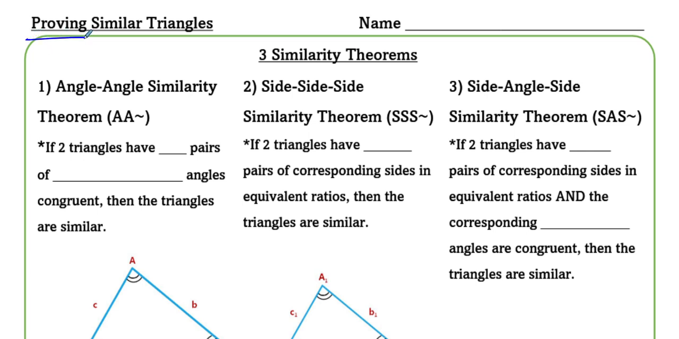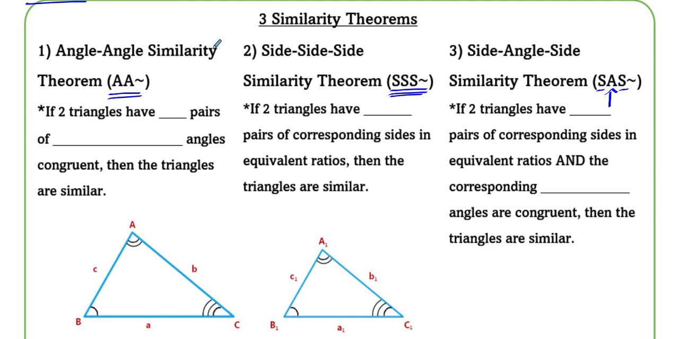Here we're going to talk about proving similar triangles. It's very similar to congruent triangles, where we have these similarity theorems that are just shortcuts. We don't need to show all of the sides are proportional and all of the angles are congruent. If we know that we have two angles that are congruent, if we know that we have three sides that are proportional, or if we have two sides and the included angle, that is enough to tell us that these triangles are similar. So I'm going to break that down just a little bit more.